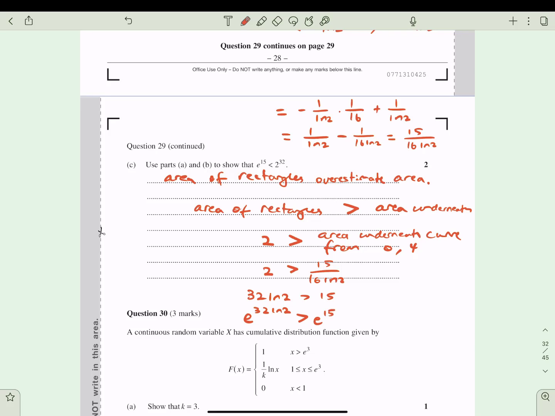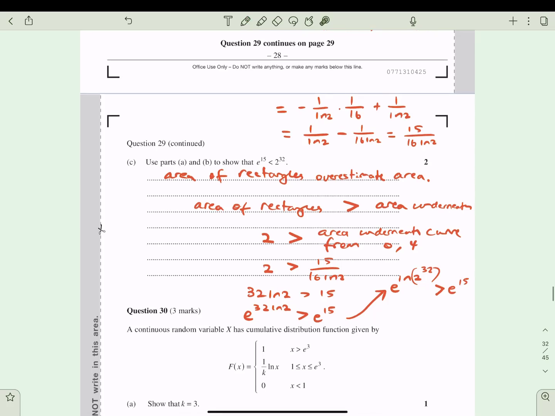And from there, notice that using our logarithm laws, I can bring this 32 into here. So that's now going to become e to the power of ln 2 to the power of 32. Okay, so power of 32. Pretty confusing, but that's using our logarithm laws, is larger than e to the power of 15. And once again, using log laws, we can simplify my left-hand side to simply become 2 to the power of 32 is larger than e to the power of 15. And that's going to be my answer.